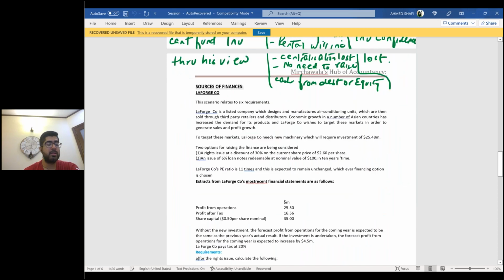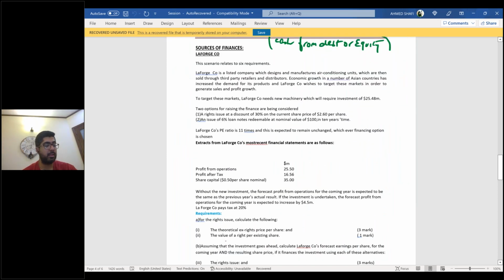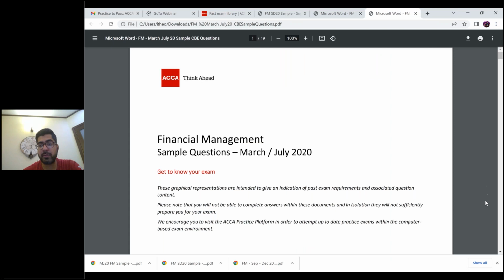It's the third question in this file called Laforge Company. You can view the requirements from here as well as we can see the question. It's the question from March-July 2020 attempt, and we will be doing the question from March-July 2020. You can see it on the screen as well, and you have the file as well. Yes, Bahir, it is the same file as yesterday.